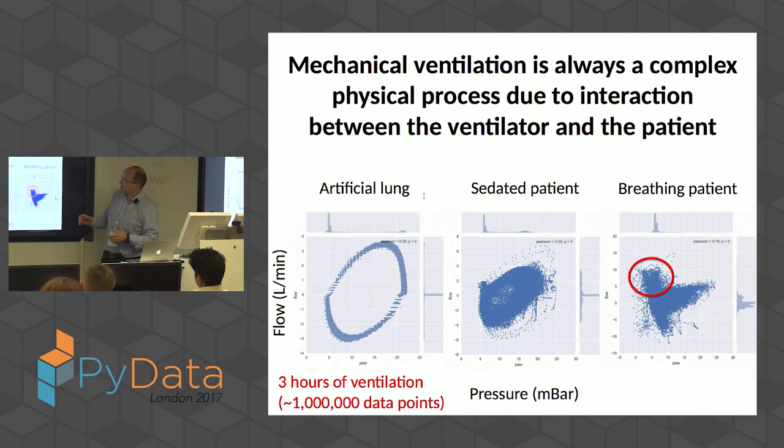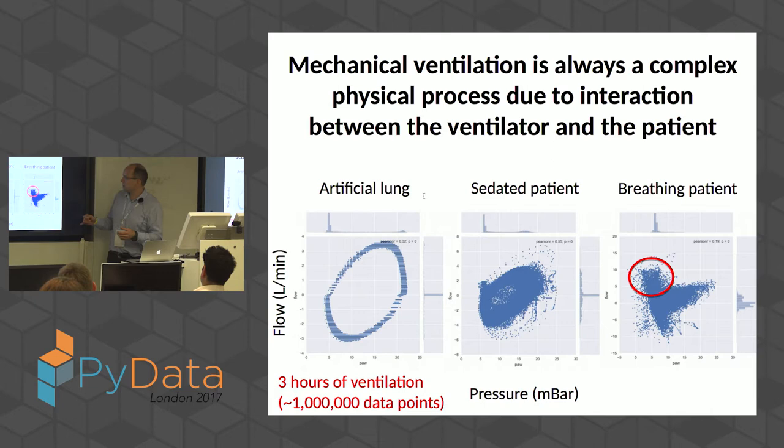But even in a baby who is sedated, you see a completely different picture. This is because of ventilator-patient interaction. In other words, this patient had different flows at the same pressure level because it was interacting with the ventilator. And if you have a breathing patient, then it becomes even more complex, and you can actually find patterns in it.